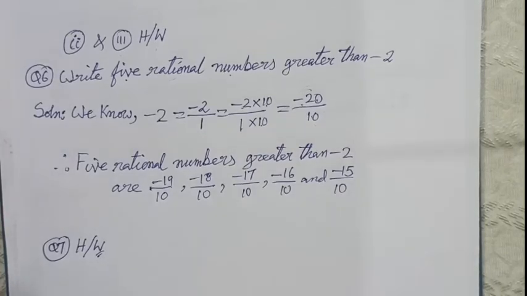Here chapter number 1, rational numbers, is over. In the next session we'll learn chapter number 2, linear equations in one variable.